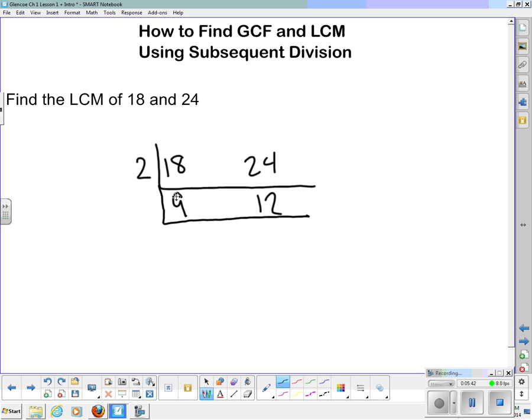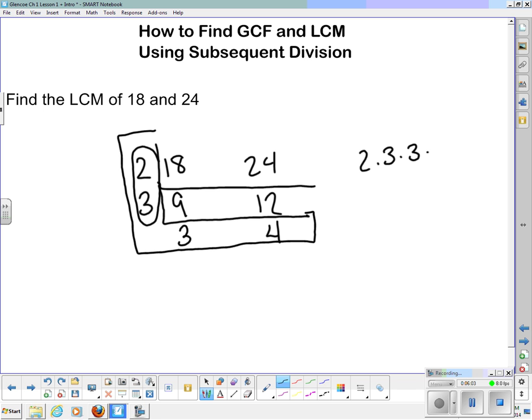Sure. 9 and 12 can be divided by? And I'm left with 9 divided by 3 is? And 12 divided by 3 is? Excellent. Here's our GCF of 6. You see the 6? Okay. And our LCM is right there. So you're going to multiply 2 times 3 times 3 times 4, or 6 times 12, either one. Your LCM comes out to what?